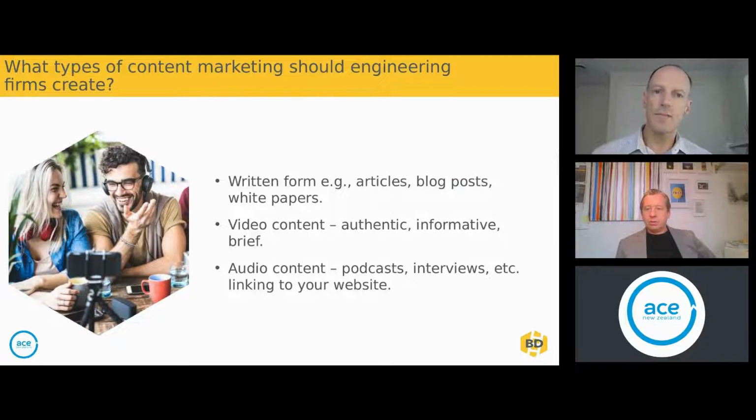So what types of content marketing should engineering firms create? So once you've decided on your main business goals and created a robust content marketing strategy, it's time to get to work on the content creation and what types of content you should prepare. So in the written form, as we've said, articles, blog posts, anything written, compelling content in the written form is clearly the most popular, or some would say the easiest to prepare. However, it doesn't need to be all written, obviously.